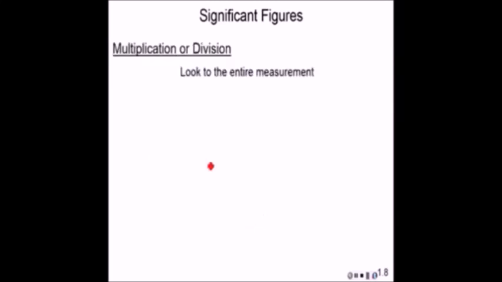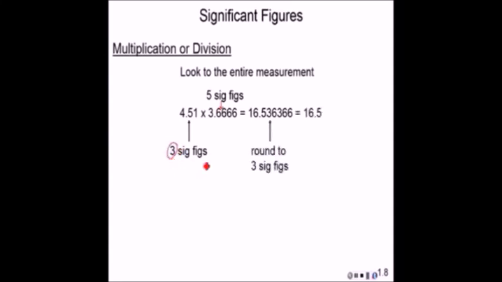Multiplication and division is a little bit different. We're going to consider the entire measurement. So here we are multiplying these two together, and this is what we get for an answer. So there are 3 significant figures here, and there are 5 significant figures here. So how many should I round my answer off to? Well, the rule is stating that I want to write my answer in such a way that it has the same number of significant figures as the smaller number of significant figures. Therefore, I want 3, and I get this for an answer.